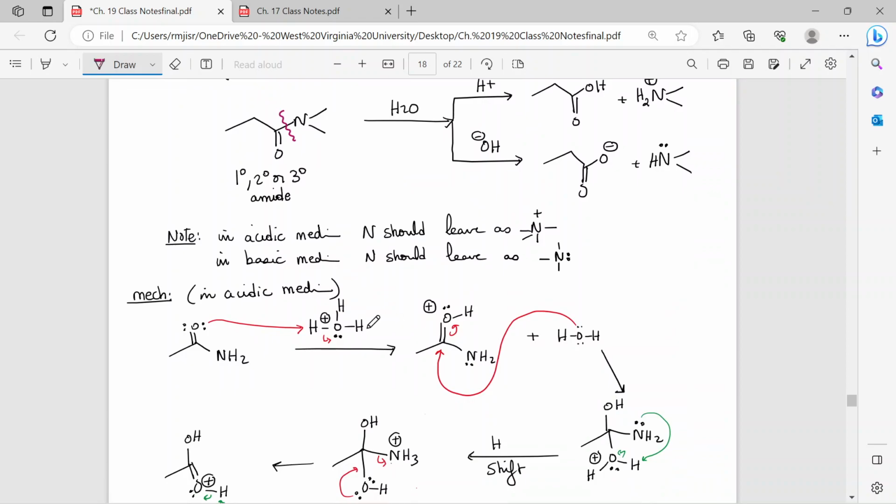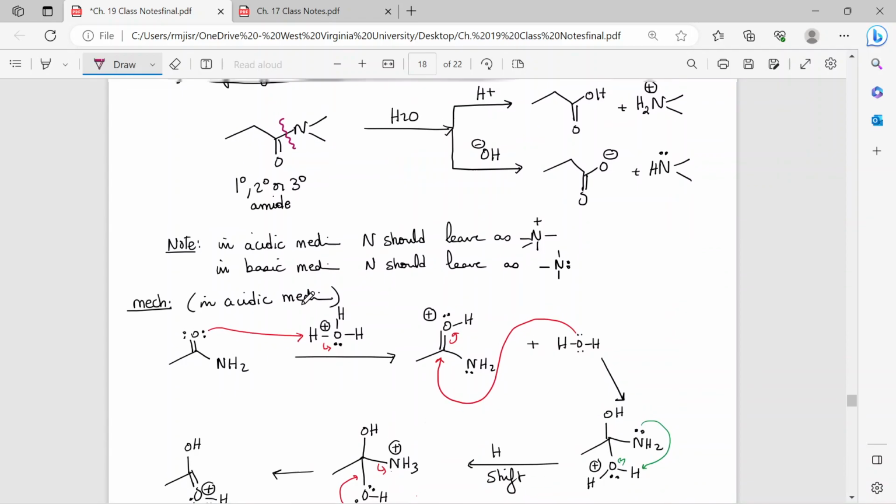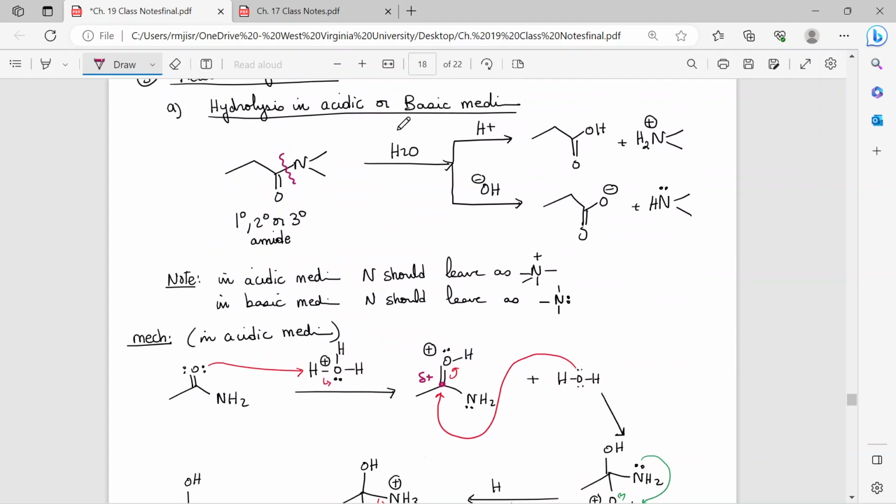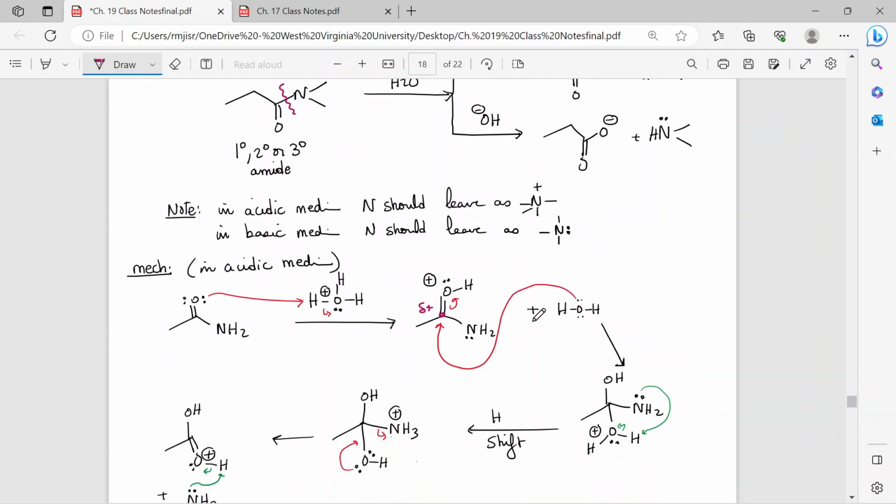Let's consider the first case, which is the mechanism in acidic medium. So as usual, in acidic medium, you start by protonating the oxygen to make this carbon an electrophilic carbon. Once the carbon becomes electrophilic after the protonation, your nucleophile is going to attack. Your nucleophile is going to be the water. So that water is going to attack and form a lone pair on the oxygen.